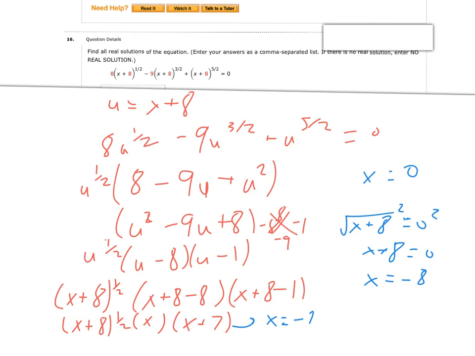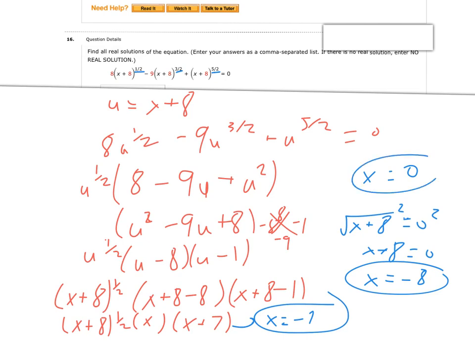Okay, so now I have to plug all these in and make sure it doesn't make any denominators 0. It looks like I don't have any negative exponents here, so I don't have any denominators. So I'm going to say all three of those answers are good. If you actually plug them in, they would work.